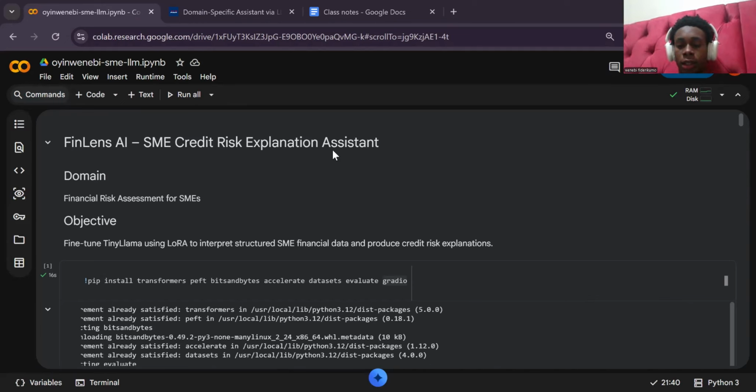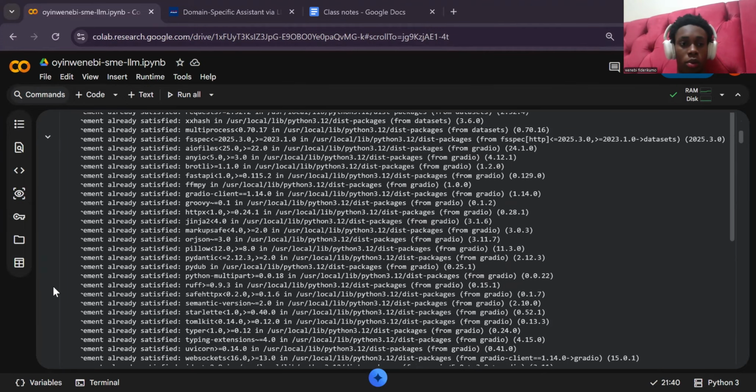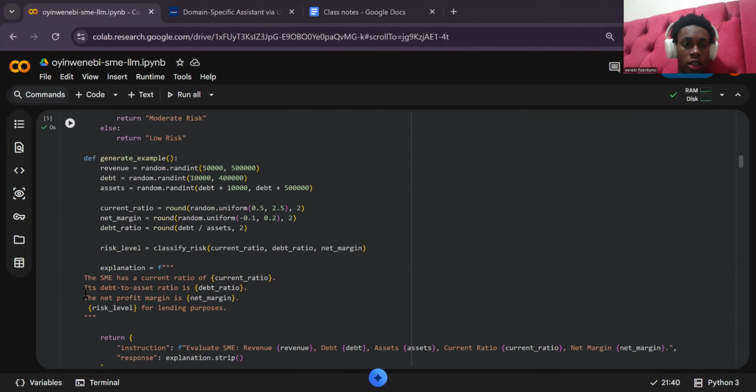This is my summary tip for machine learning techniques. I've built an LLM called FinLens, a financial chatbot, which helps assess how risky investing in an SME, a small and medium enterprise, is, by looking at its assets, debt, revenue, and other financial factors. I've created a dataset for this. It's still a work in progress.